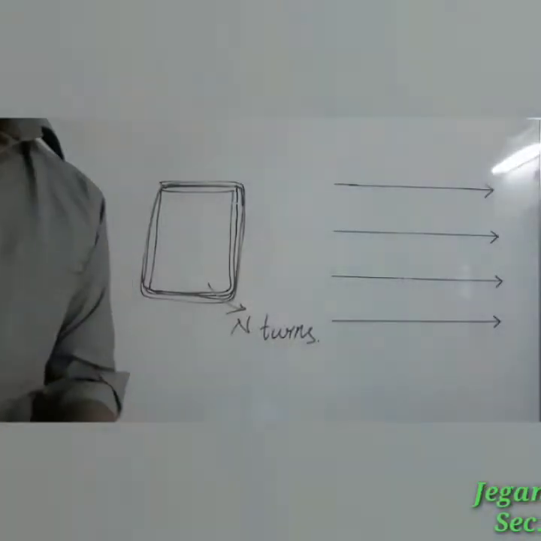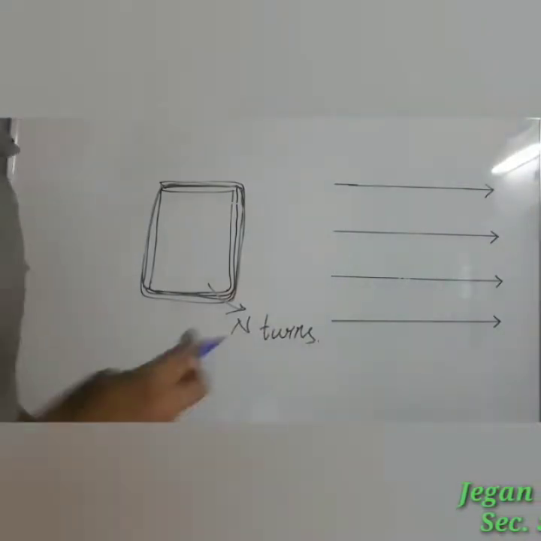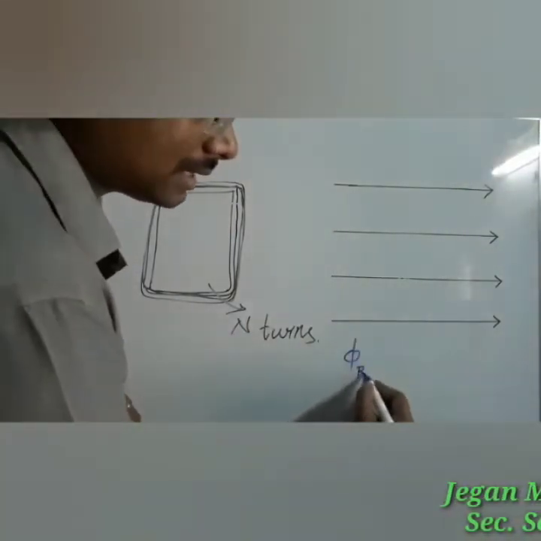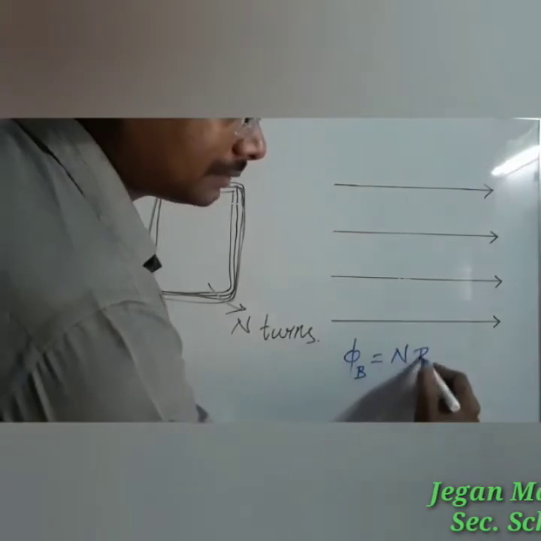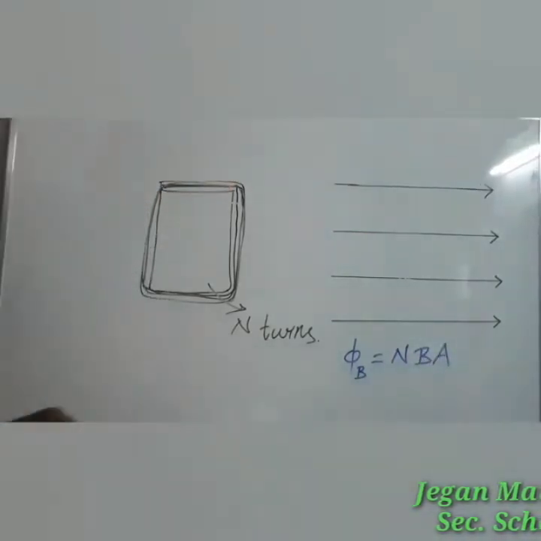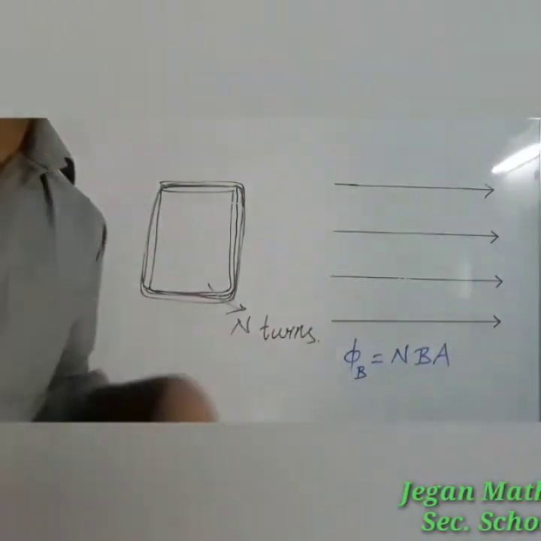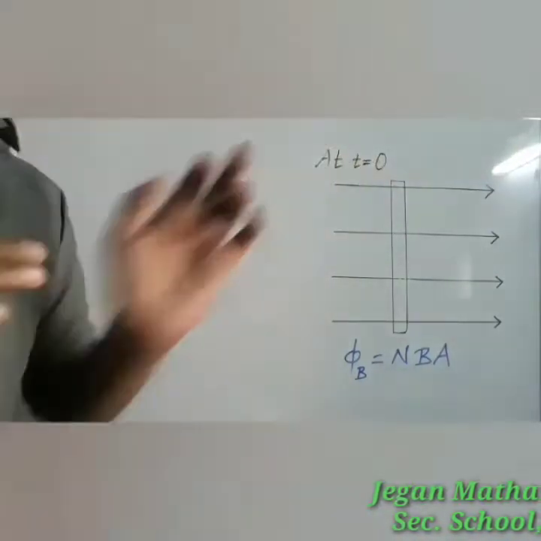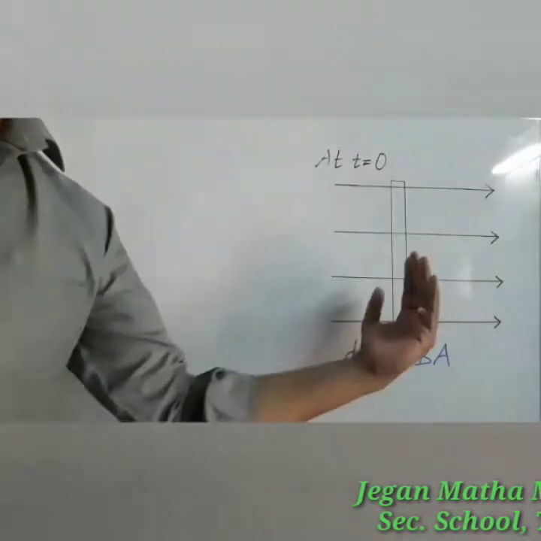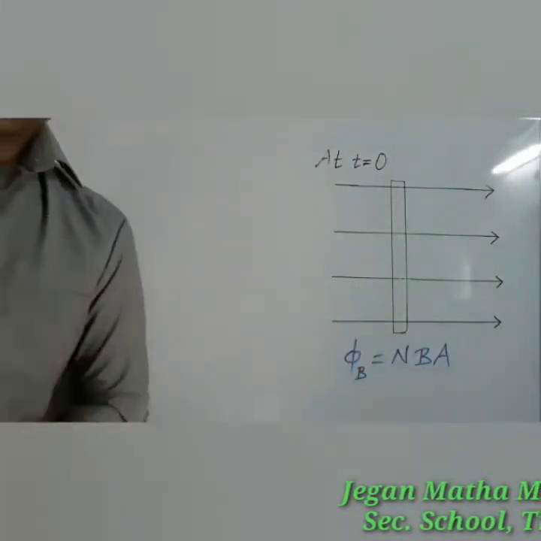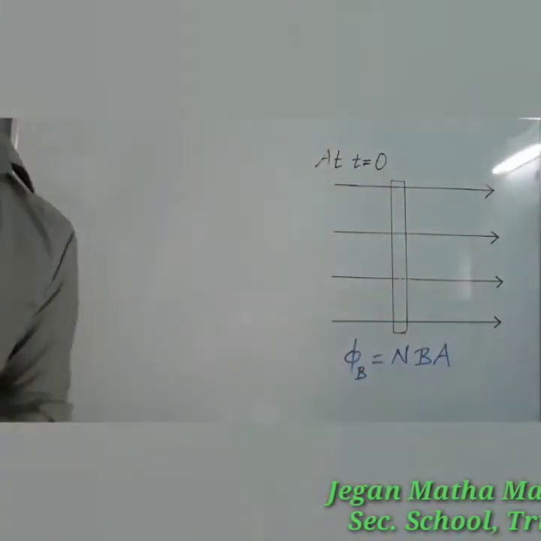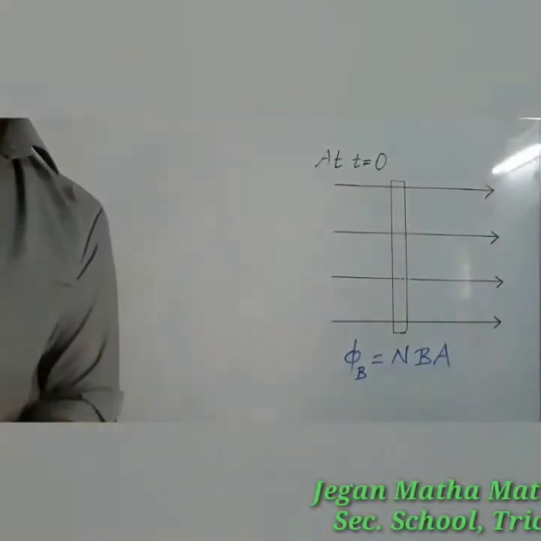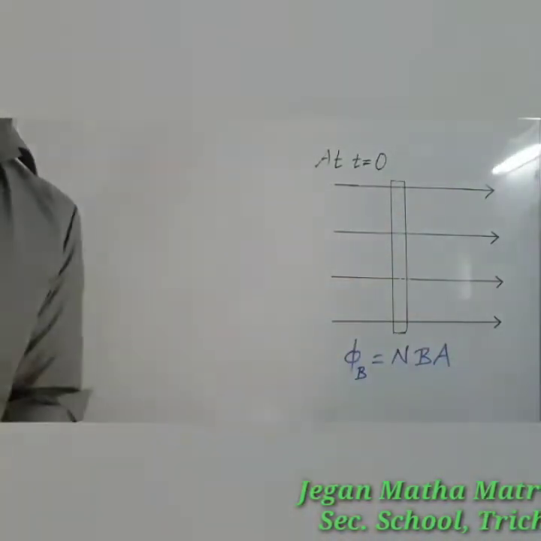So what is the value of the magnetic flux? Phi, that is equal to phi B, that is equal to NBA. That arrangement can be represented in the diagram like this. At time t equal to 0, initially the plane is perpendicular to the field. Now in t seconds, after some seconds, the coil is rotated through an angle theta.